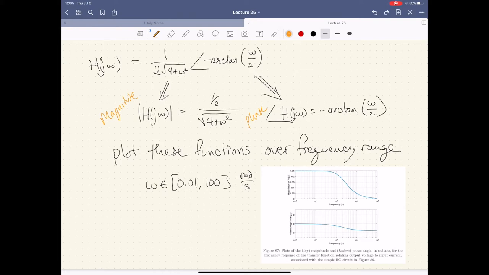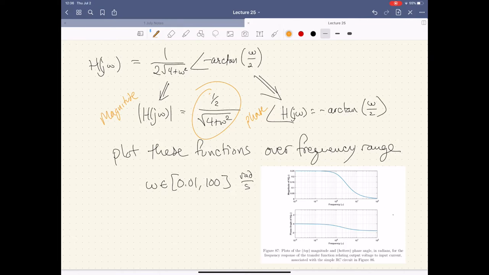Anywho, let's dig into this plot. So you guys should kind of be familiar with what one over the square root of 4 plus omega squared looks like. How do we know what this would even look like?